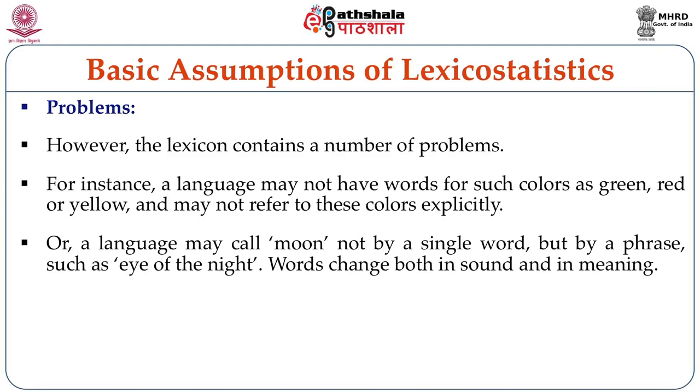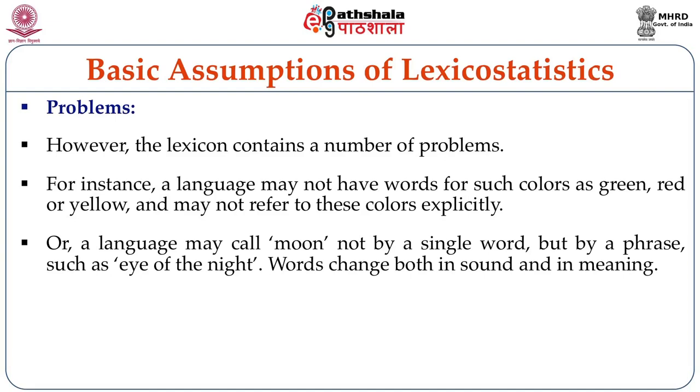This is a problem. Similarly, a language may have a word for moon, but that word may not be a single word. It may be more of a phrase like eye of the night. Then how do we connect them? Because we need words which are clear in meaning and amenable for easy comparison. A phrase will become a problem to compare with the other related language. So there are problems in this kind of determination. Because of that, many scholars do not accept this method as worthy of study.